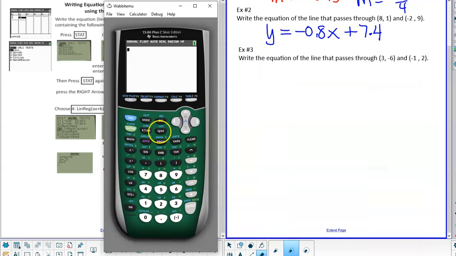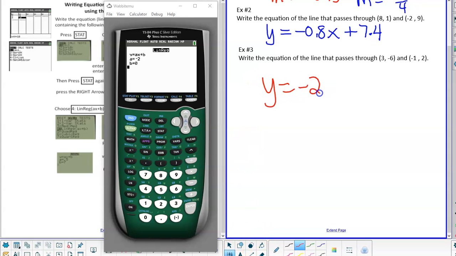First thing, we press stat and then edit. We take out the old points, we put in the new points. Whoops, I'm in the wrong column. X is 3. Second x is -1, the y's are -6, and the other y is 2. And then we press stat, arrow over to calc, number 4, linear regression. Press enter 5 times, and voila, easy peasy.